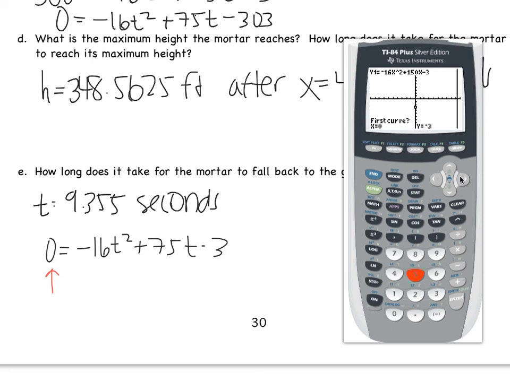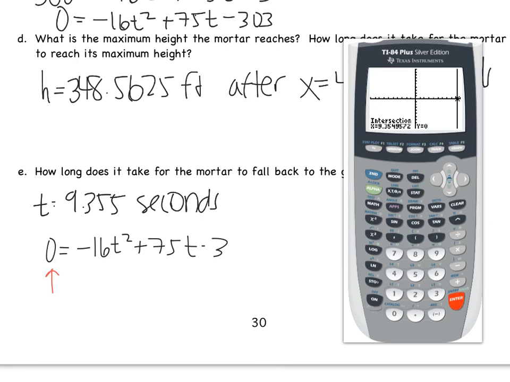But this time we need to get close to that point. Like we did before, push your cursor all the way to the right until you see it on the right-hand side, so that the calculator knows which point we're looking for. It looks like I'm close. If I hit enter 3 times, I see that the point I'm actually looking for is 9.355 seconds.